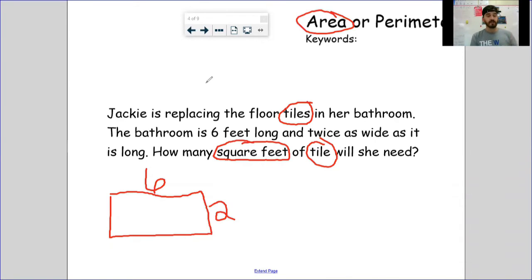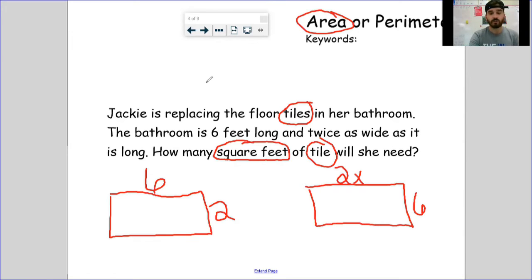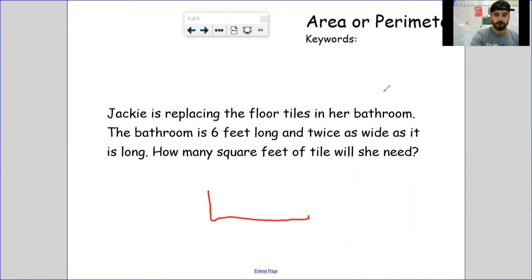Because when they see twice, they know that's 2 times. So I'm a little afraid people would say 6 and 2, because in reality, it says it's 6 feet long and twice as wide as it is long. Well, if I know it's 6 feet long, 2 times that would mean that it's not 2 feet wide, it's 12 feet wide. And once I've got that side, I can list all my opposite sides. And let me do a little bit of a better picture there.